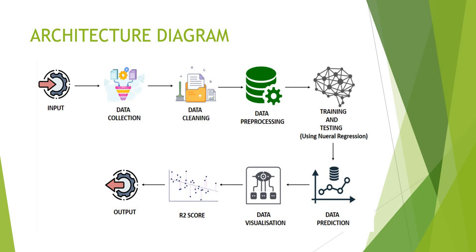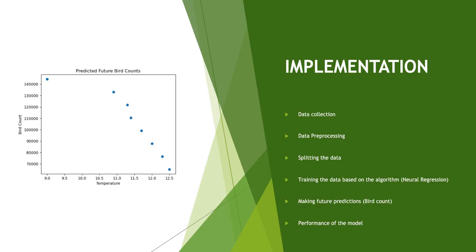After that, we have the architecture diagram that consists of data collection as the input, data cleaning and pre-processing, and then training and testing the data using neural regression analysis, predict the data, and after that visualize the data, calculate the R-square score because it's a regression project, and then give the output.